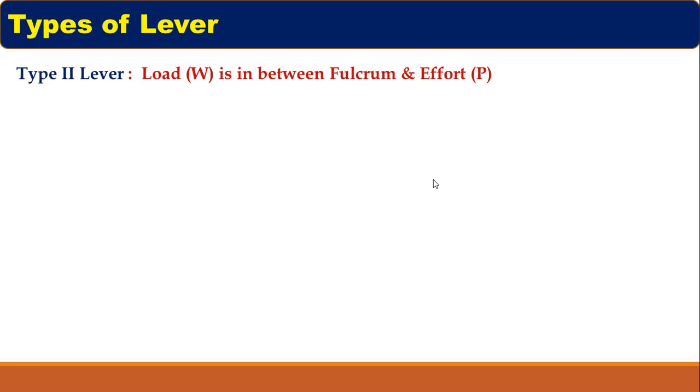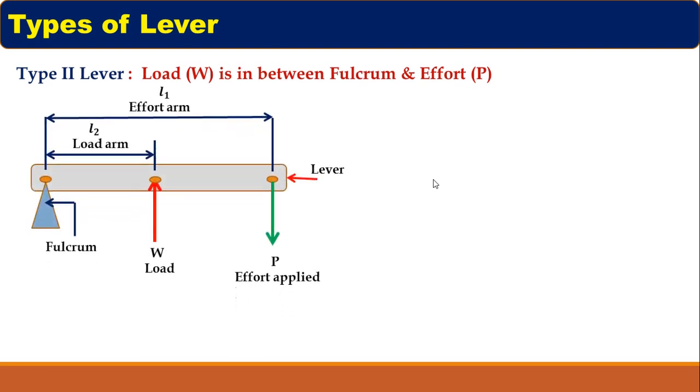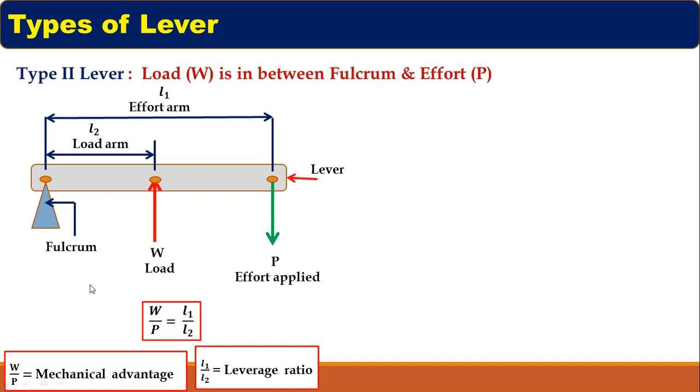Now consider type 2 lever. In the type 2 lever, the load W is in between the fulcrum and effort. This is the load W, it is in between fulcrum and effort, this is the effort P applied, and this is the fulcrum. About this point this lever can oscillate. This is the effort arm, this is the load arm, and this relation we have to use here: W upon P equals L1 upon L2. This equation we have to use for all the types of lever, and these are the two ratios that we have already seen.